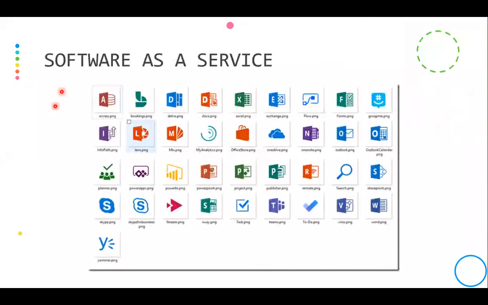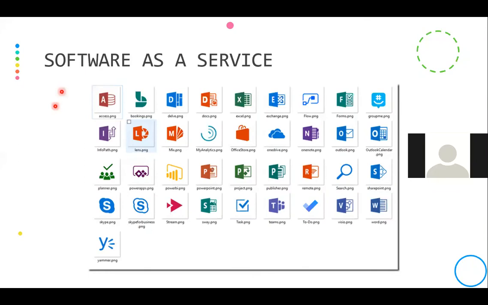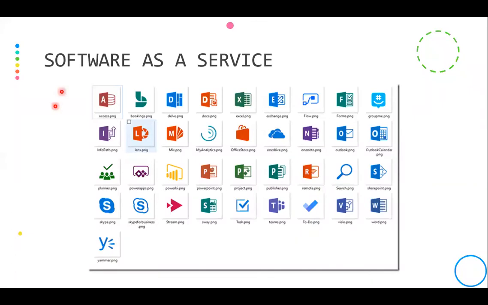Moving on, software as a service. Most of us have used the Microsoft Office software. This is your Excel, this is your Word document, the PPT that I'm sharing right now. All of these are applications or software that are available. How do you make a software available as a service? This is exactly what Microsoft has done by making Office 365. Office 365 is all of these software bundled together and made available on the internet.